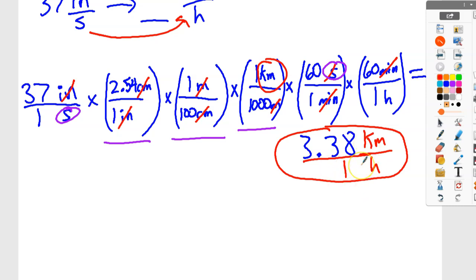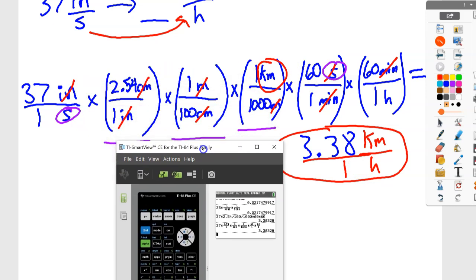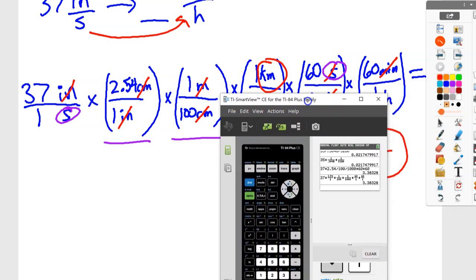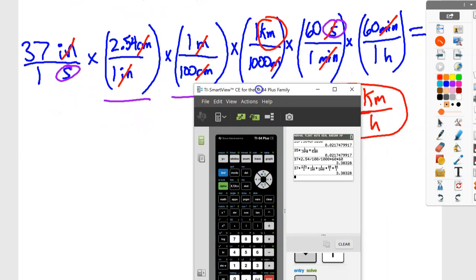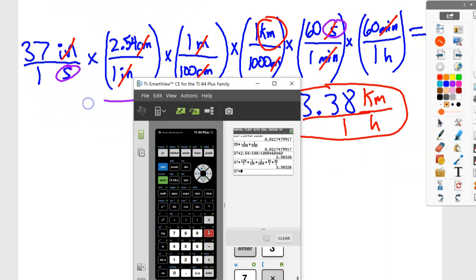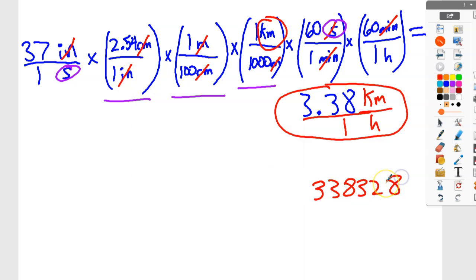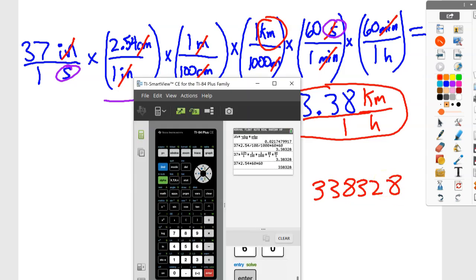If that is confusing for which unit goes with 3.38, you could think about it like this. If you look at just the numerators of everything, and I don't recommend working the problem like this because it's so much slower, it's 37 times 2.54 times 60 times 60. And let's get that number, 338,328. Again, please don't work it like this because there's so many more opportunities for you to mess something up. The bottom, 1 times 1 times 100, so we got 100 times 1,000. And those are the only numbers on the bottom. So that's 100,000.